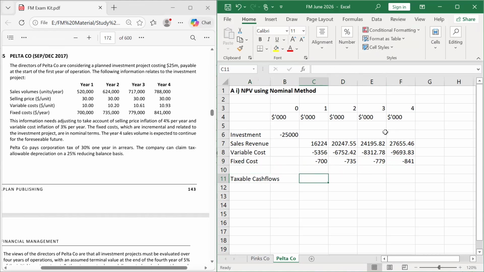Taxable cash flows. So I'm just going to sum them, using the sum bracket, then Control C, and copy paste with Control V. You have the taxable cash flows. Pelta company pays corporation tax of 30% one year in arrears. So tax is paid at 30%, but in arrears, which means that year one's tax you will pay in year two. Year two's tax will be paid in year three. Year three tax will be paid in year four, and year four tax will be paid in year five.